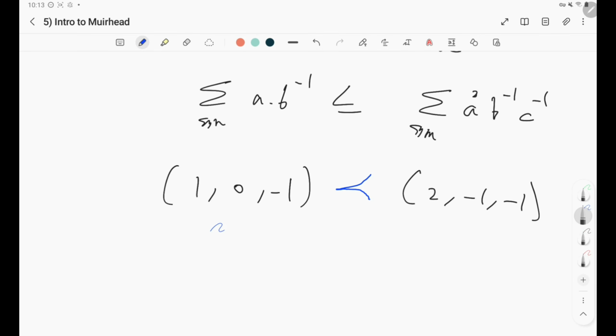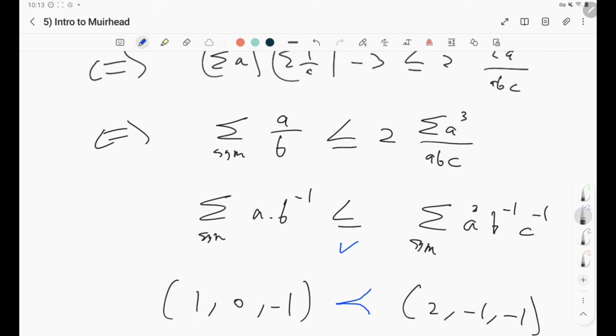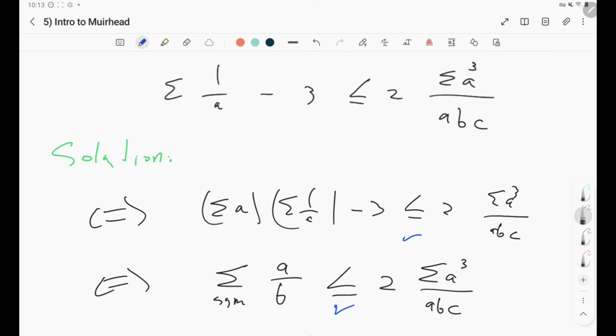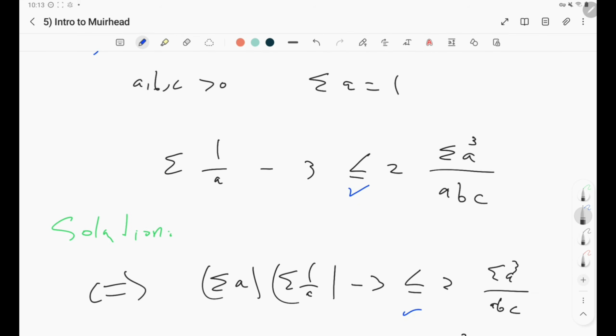Of course, still the sum is 0, the sum is 0, 0 and 0 here. But let's check again. 2 is greater than 1, correct. 1 is greater than or equal to 1, correct. And hence we're done. Hence indeed we have this, we have this, we have this. And of course we have the original inequality. And we're done by Muirhead.